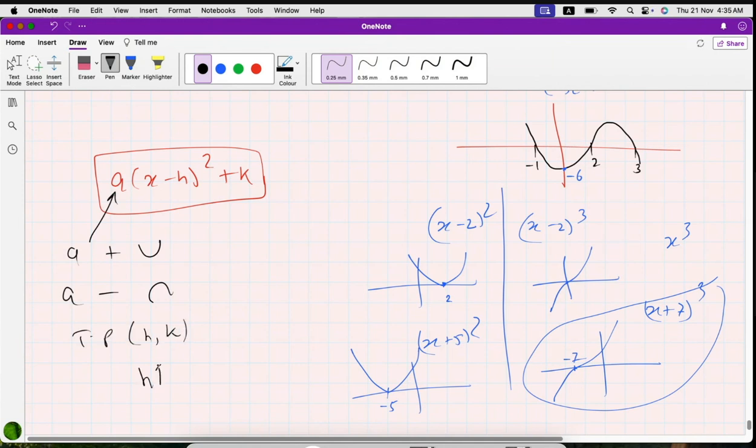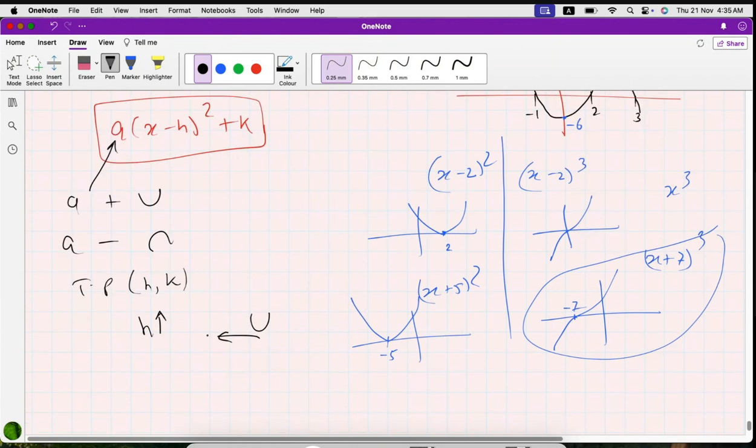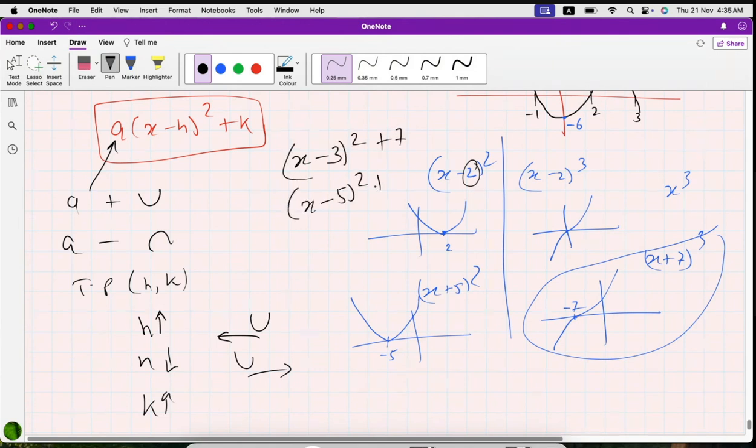When h goes up, the graph moves left. When h goes down, the graph moves right. What does it mean goes down? For example, if I write x minus 3 whole squared plus 7, and then I write x minus 5 whole squared plus 7, see the value of h is decreasing. So the graph would move right. Okay, so if there were two different ones.